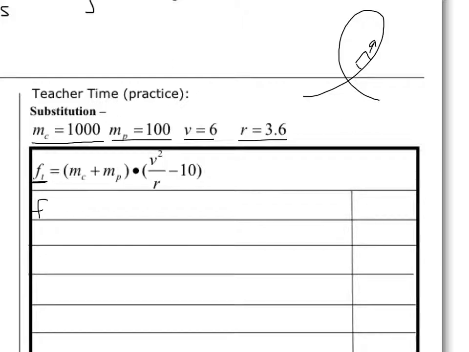So F sub T is equal to M sub C, which is 1,000. That's the mass of the car, plus M sub P, which is 100. That's the mass of the people, times the velocity squared. So that's 6 squared over R, which is 3.6. Minus 10. So all we've done here is substitute in the values. And we're going to label that this step was a substitution.